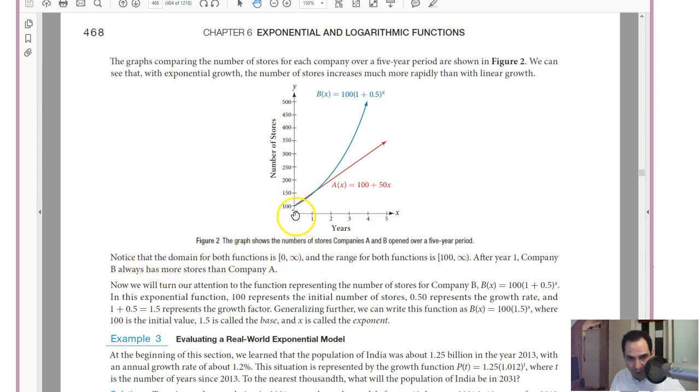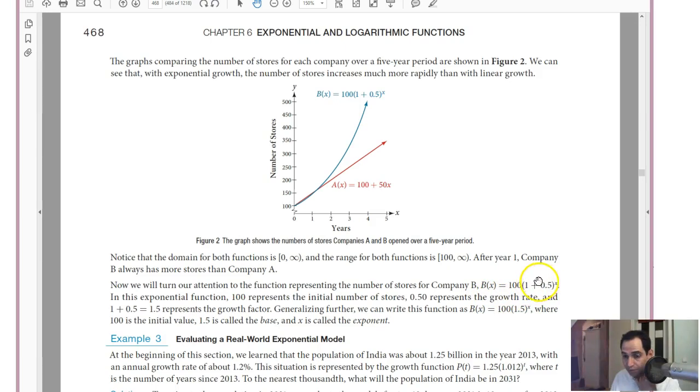The domain for both of these functions goes from 0 to infinity. The range for both of them goes from 100 to infinity. And of course, because company B grows exponentially, the number of stores grows exponentially after 1 year. After year 1, company B always has more stores than company A. So this is also important.